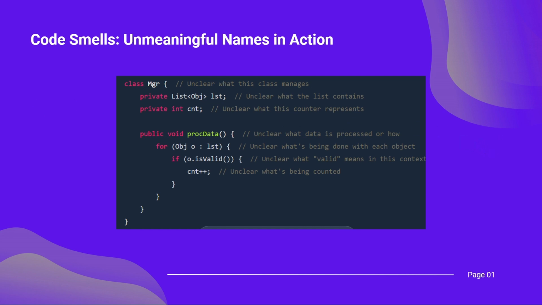The object class, what does it represent? What does its isValid method check for? The context of MGR class, what is its overall purpose in the application? The initial state of the list, LST, what objects does it contain? The intended meaning of valid, what criteria define a valid object in this context? Counter named CNT with a very unclear purpose. Also, a method named procData that processes data in some way. What does it process?